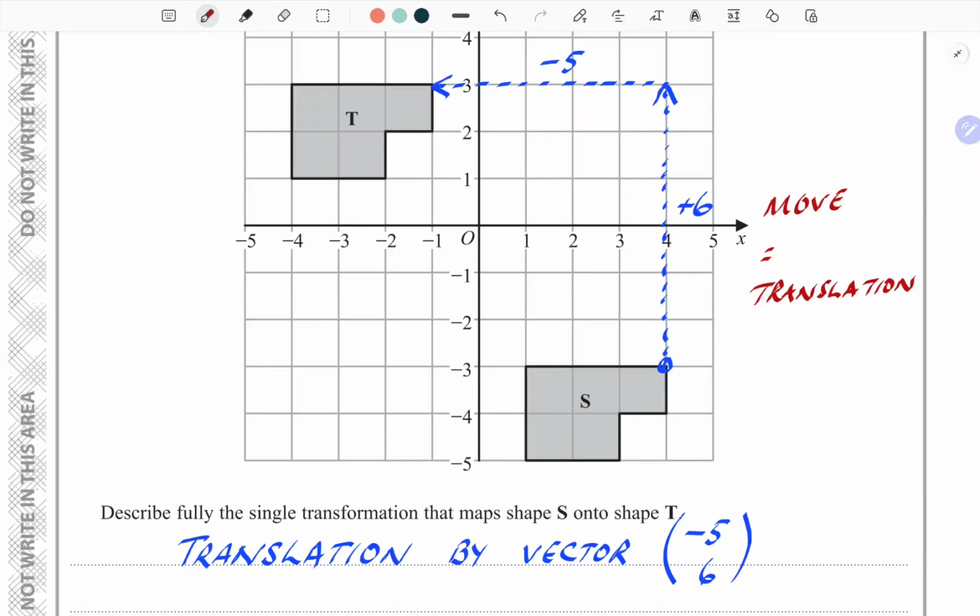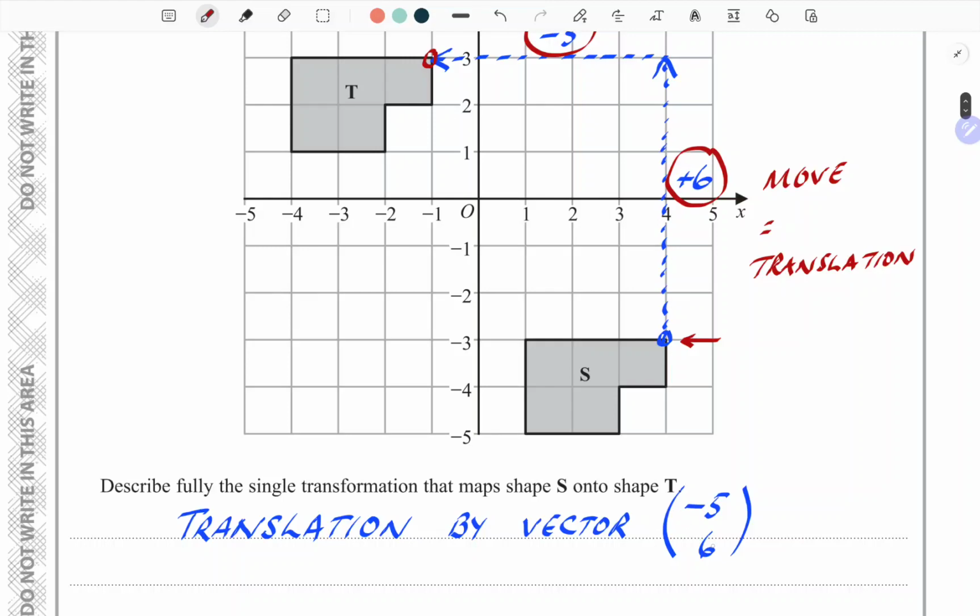Best way to do these is to pick a corner. Any particular corner if you like. And I've taken that one there. And we see where that corner goes to. As you can see, I've labeled it already. It goes 6 up so that's plus 6, and then it goes 5 to the left, to the negative direction on the x-axis. That's why it's minus 5 in the x direction, and that leads you to the same corner. In translations, you have to answer it in a vector form, like that.